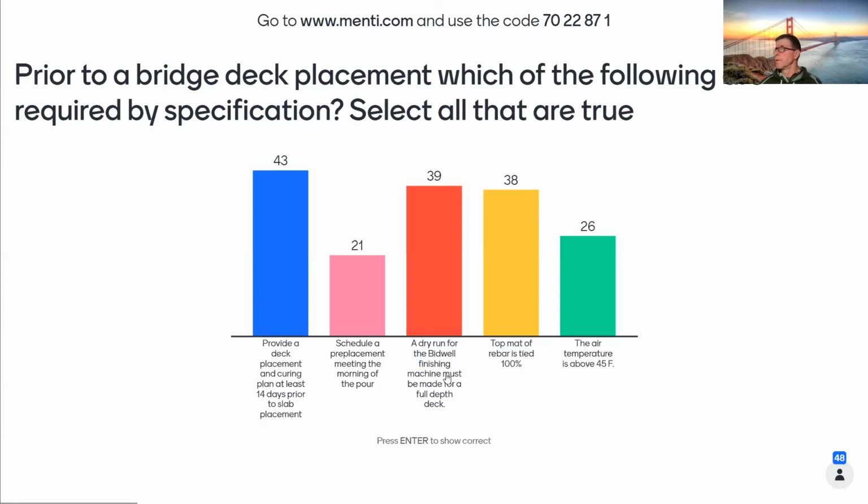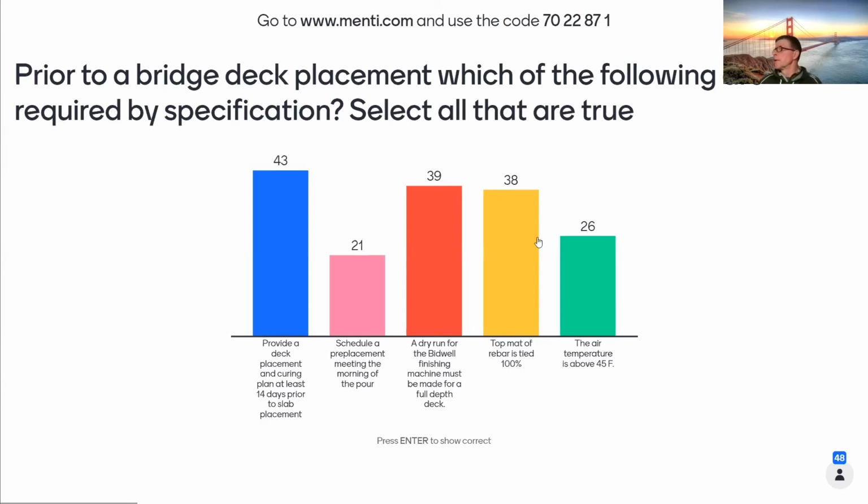You do need to do a dry run for the bid well. So the bid well is a full depth deck, so that is needed. Top mat is tied 100%. Very good. Yes, we do need to do that as well. So that's, you know, in the rebar spec.